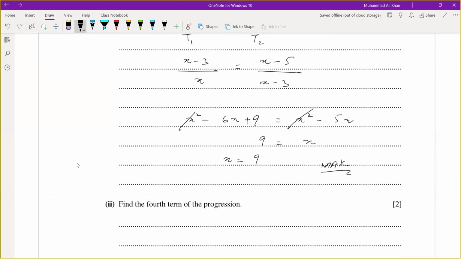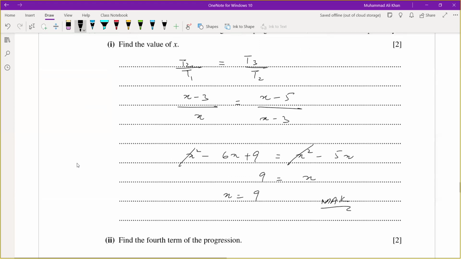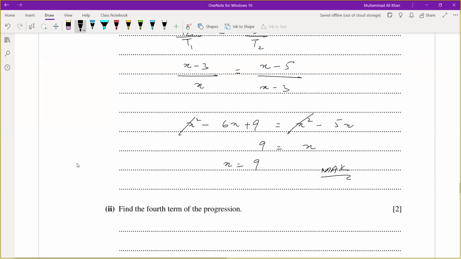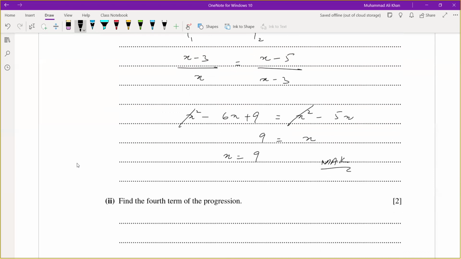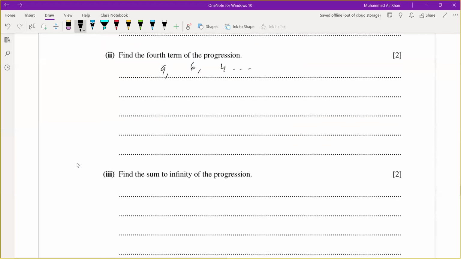After that, find the fourth term of the progression. So first make the progression x minus 3, x minus 5. It's a geometric progression. Find the fourth term. So T4 equals to a r की power n minus 1. According to this, the answer is 8 upon 3.